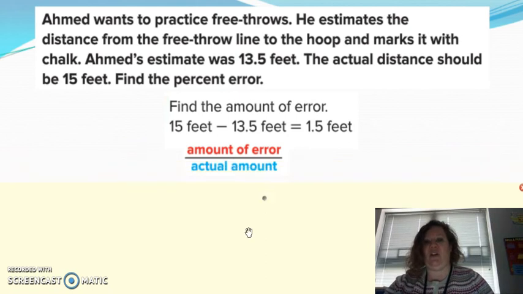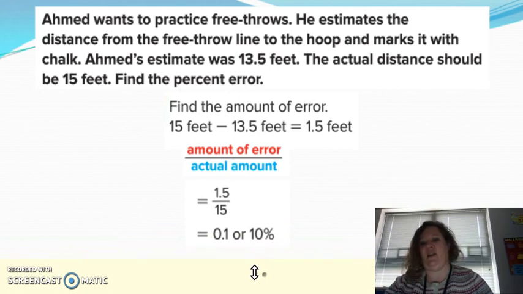From there, we plug it into the formula. The amount of error, which is that 1.5 feet, goes in the numerator. The actual amount goes in the denominator. And the actual amount, the actual distance, would be 15. There is our ratio. To solve it, we simply divide and then multiply by 100 to get it into a percent.